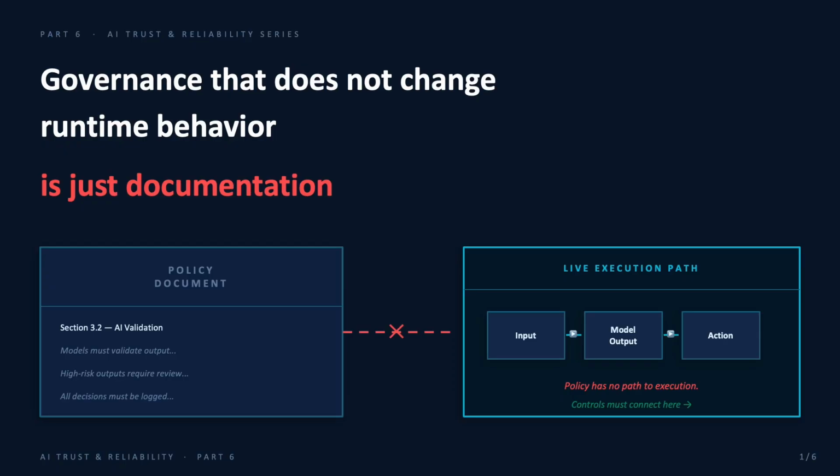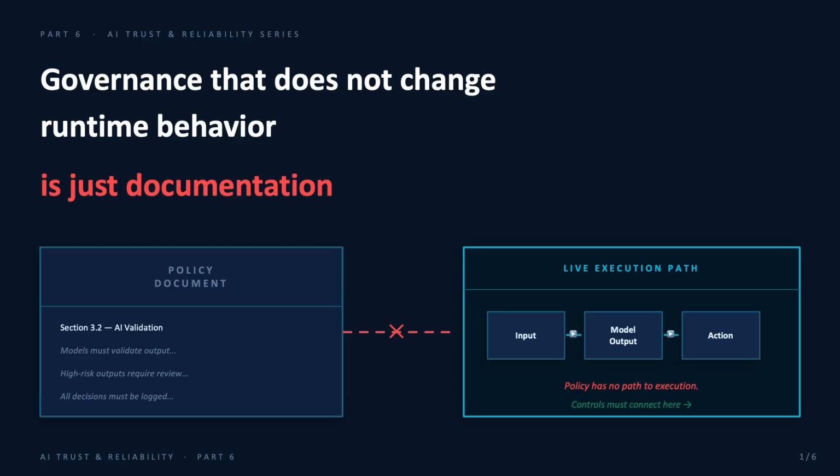Most enterprise AI governance starts in documents, policies, checklists, risk frameworks, approval processes. All of that is useful, but a document does not control a live AI system. A policy can say high risk outputs need review. Fine. But can the system actually detect high risk while it is running? Can it route the case to review? Can it block the action if needed? Can it create a record of what happened? That is the real question.